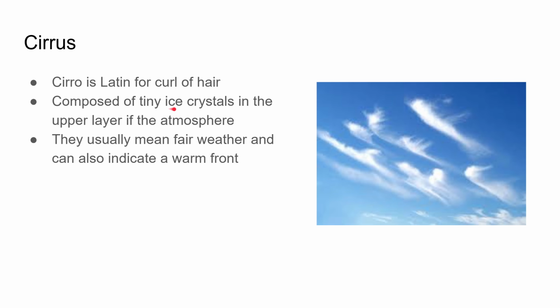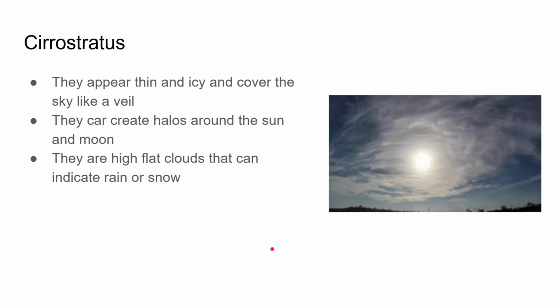These clouds are composed of tiny ice crystals in the upper layer of the atmosphere. Because we're really high now, like 20,000 feet in the air, there's not much water droplets. It's more ice. Okay. And if you see these clouds, they can mean fair weather. And they can also indicate a warm front coming, which is really interesting.